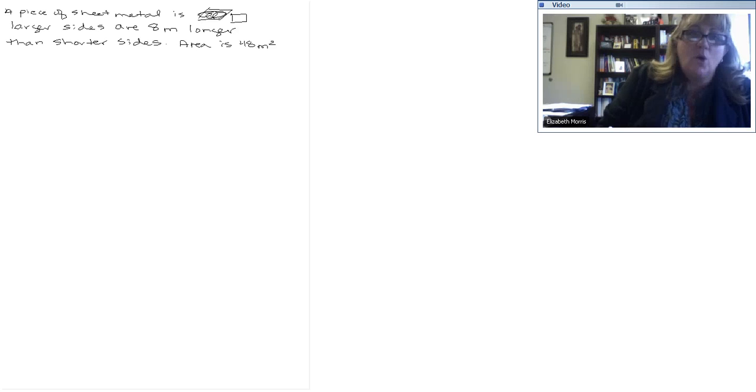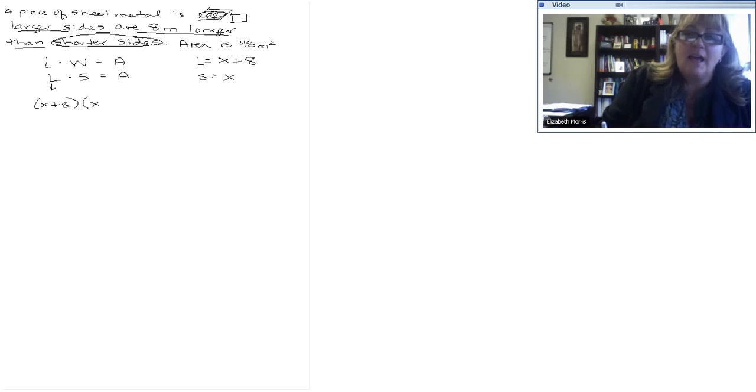How do you find area of a rectangle? Area of a rectangle is length times width. That's how you get area. Or longest side times shortest side equals area, okay? Well, what do we know about the larger side and the shorter side? Remember I told you whenever they talk about something blah, blah, blah than the shorter side, that's what gets the x. Now go back. The larger side is 8 longer. So the larger side is 8 meters longer. Now, if we take the longer side, x plus 8, and multiply it by the shorter side, x, we get the area of 48 meters.